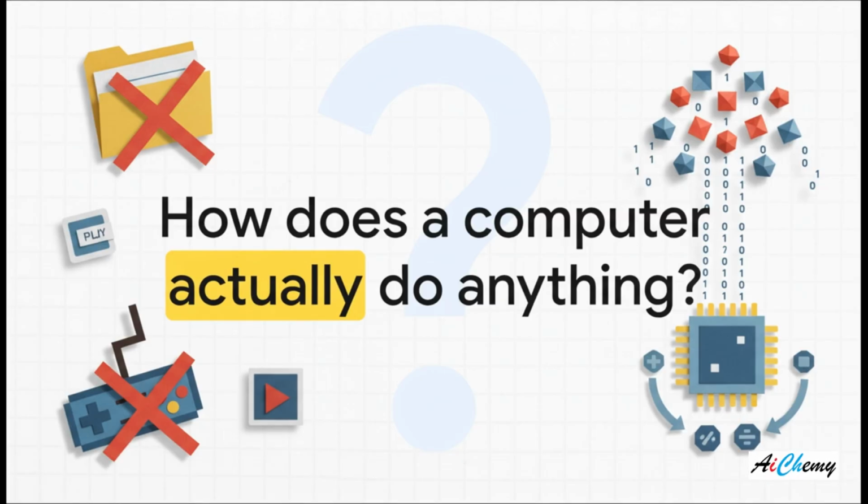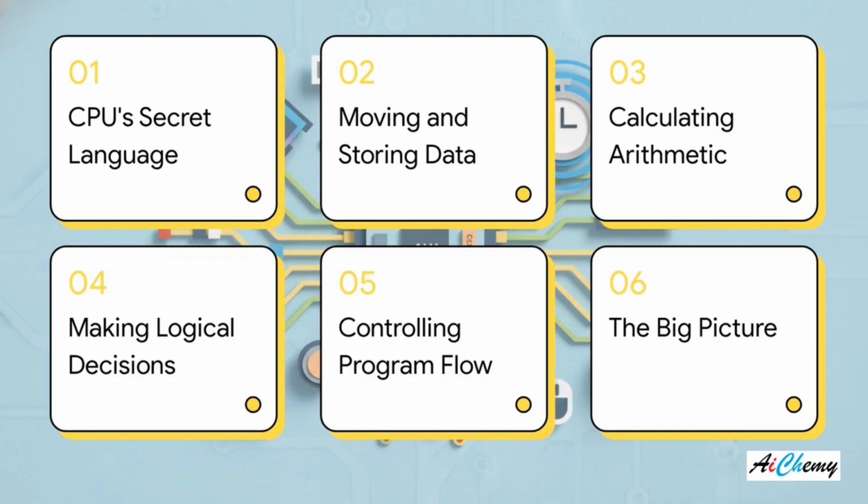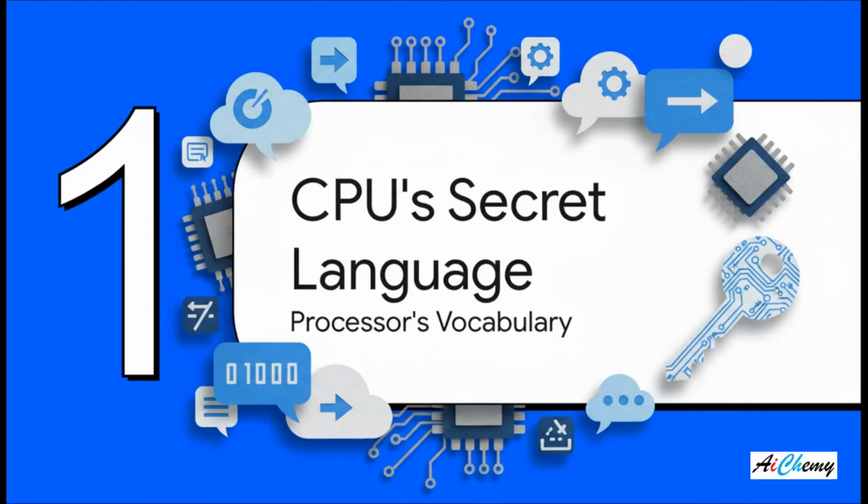All right, so here's our game plan. We're going to build this up from the ground floor, just like a real program does. We'll start with the processor's basic vocabulary. Then we'll see how it moves data around, how it does some math, how it makes decisions, and finally, how it ties all of that together. It's going to be fun. Okay, let's start at the very beginning.